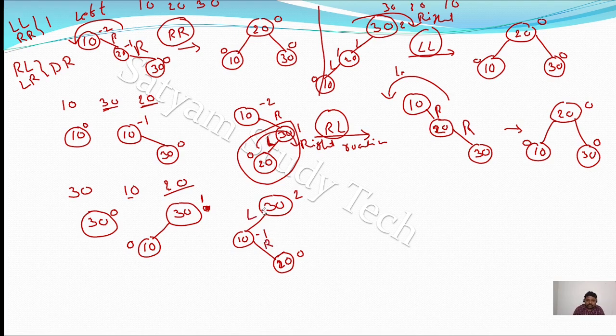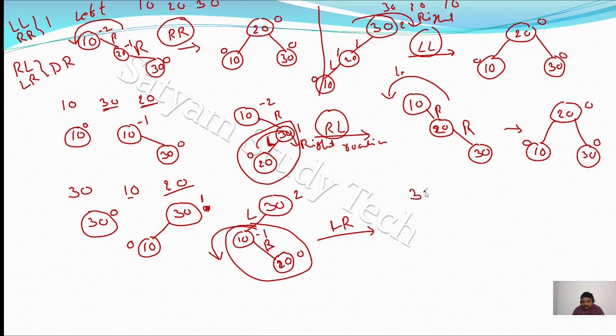Here you can see left of 30 is 10, right? Right of 10 is 20, so that is LR. How to perform LR? You can see that it is a double rotation we have to perform. Okay, this is 10 and 20, so it is right, right? So we have to perform the left rotation, just the opposite. Here R is there, so we have to perform the opposite rotation, that is left rotation.